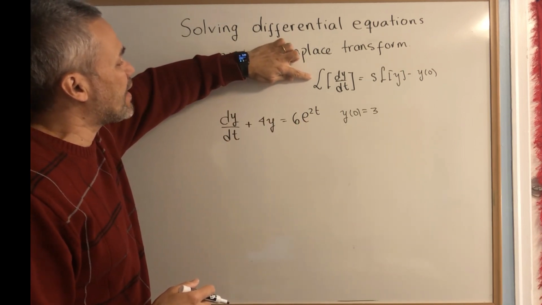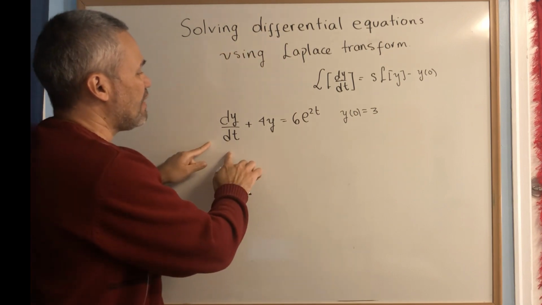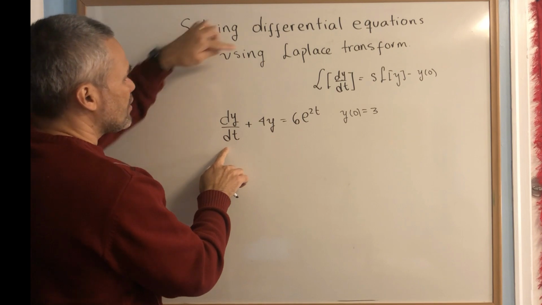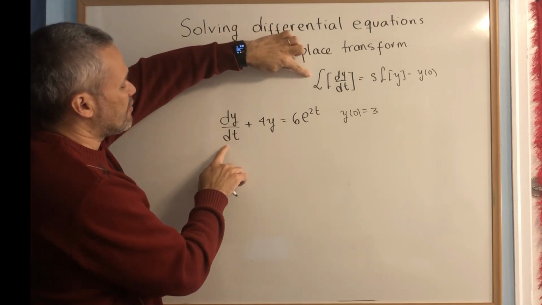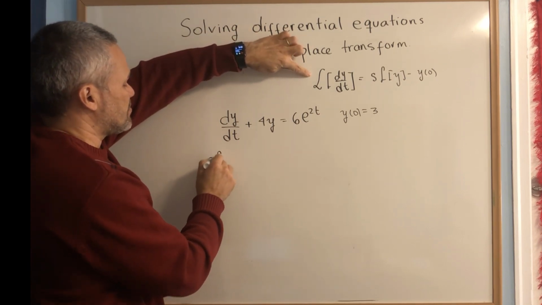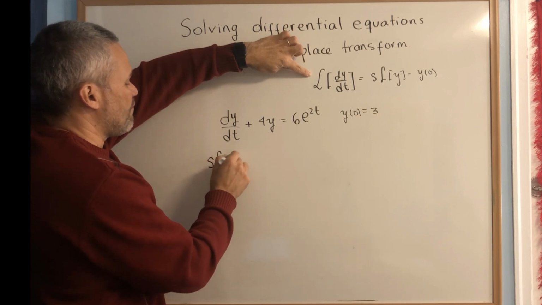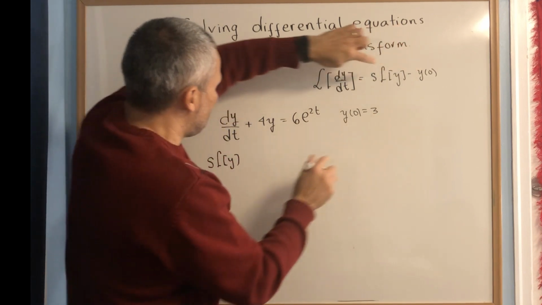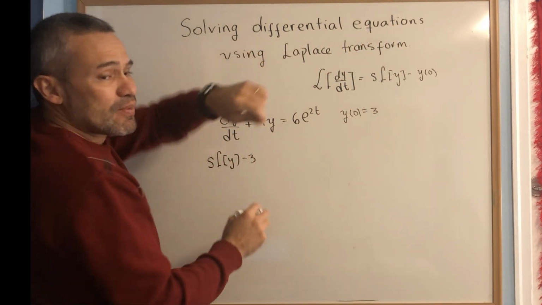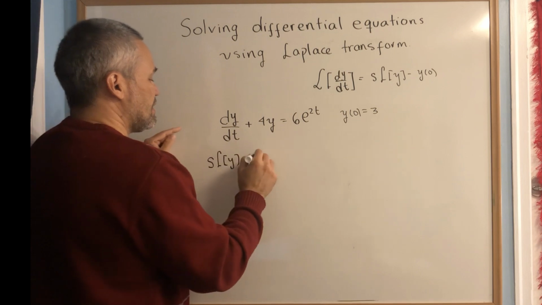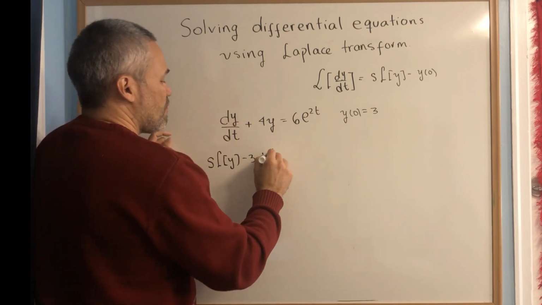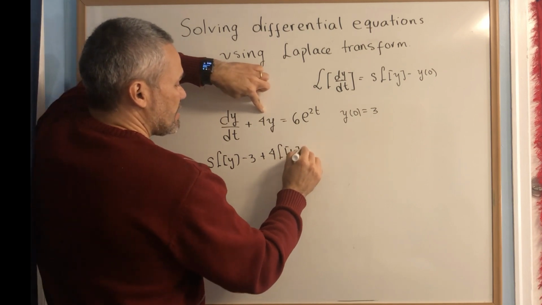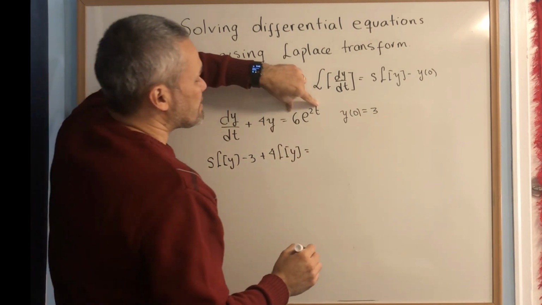Then what we can do is apply the Laplace transform on the left and the Laplace transform on the right. When we apply the Laplace transform on the left, we know that the Laplace transform of the derivative of a function is s times the Laplace transform of the function minus y of 0. But in this case, y of 0 is equal to 3, so it will be minus 3. And since the Laplace transform is linear, this is just plus 4 times the Laplace transform of y, and then equal to the Laplace transform of the right side.